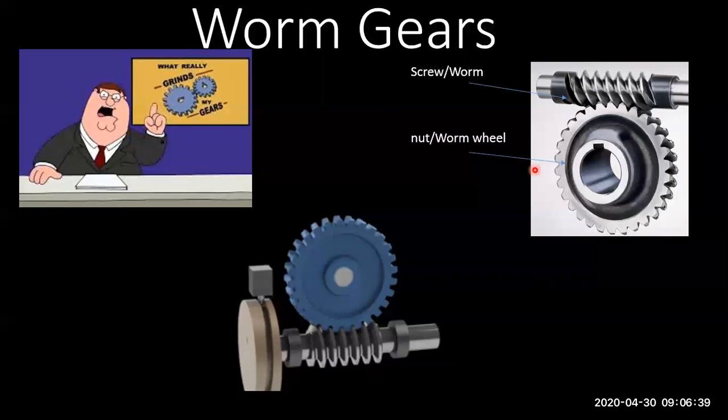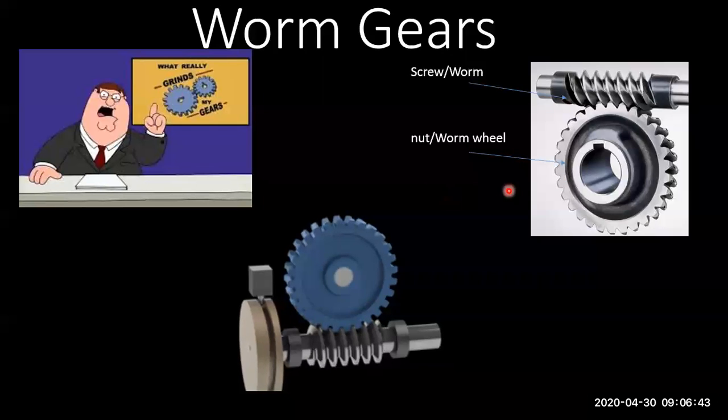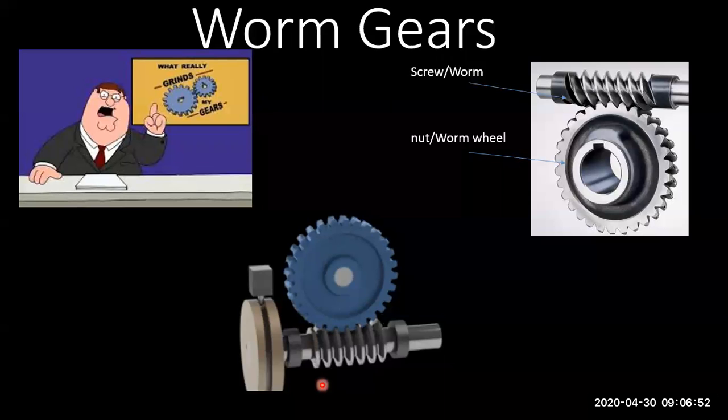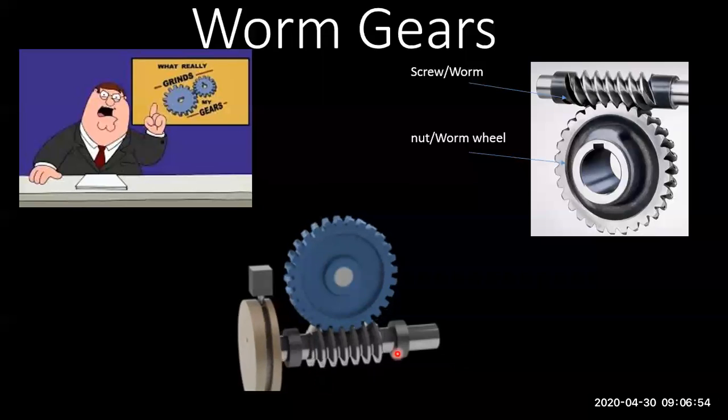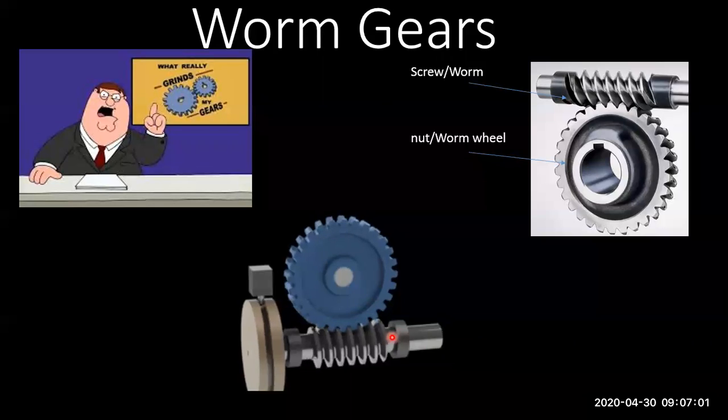Then how else are they categorized is they are characterized by very high reduction ratios. The speed reduction ratio is very high. It may go up to 1:100 speed reduction ratio. So whenever you need a drastic reduction in the velocity ratio, that time you use worm gears.